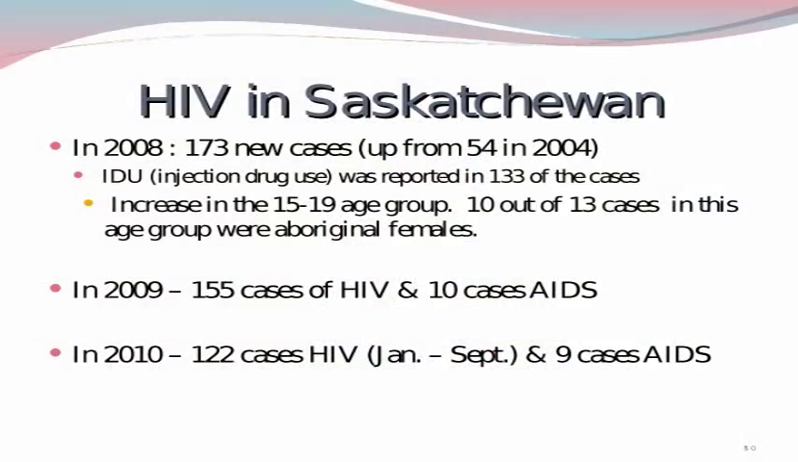In 2009, we had 155 cases of HIV, so down a little bit, and 10 cases of AIDS. And in 2010, just from January to September, we had 122 cases here in Saskatchewan, and so far 9 cases of AIDS. So it's not going away. We are not learning very quickly at all. Here in Prince Albert, in 2009, we had 26 cases of HIV and 1 case of AIDS.